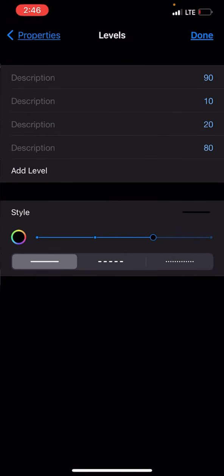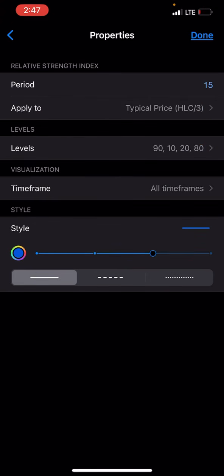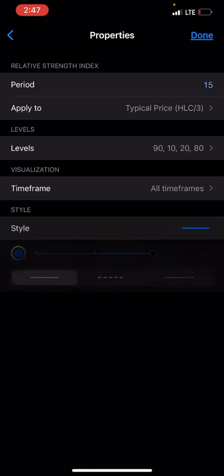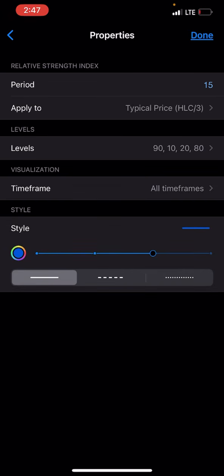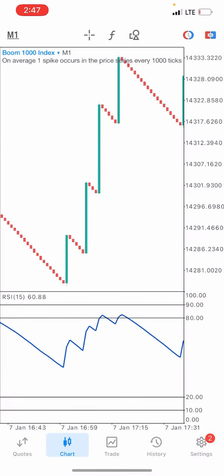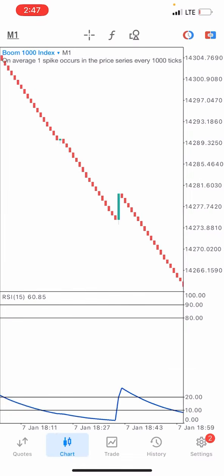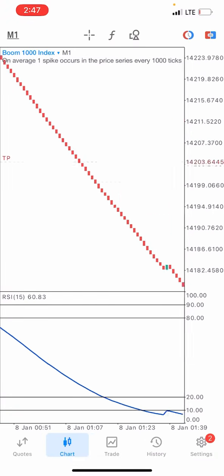Then levels here, we have level 90, 10, 20, and 8. The color here is black. You click on done. Then down here where you have style, you put it as the second pixel. All right, then the color is blue, and that's it. You click on done.